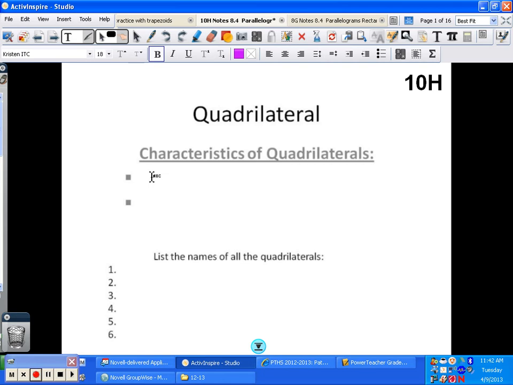Let's start with characteristics of things that we know in general of quadrilaterals. All quadrilaterals have four sides to them. We also know that all quadrilaterals have four angles whose sum is 360.